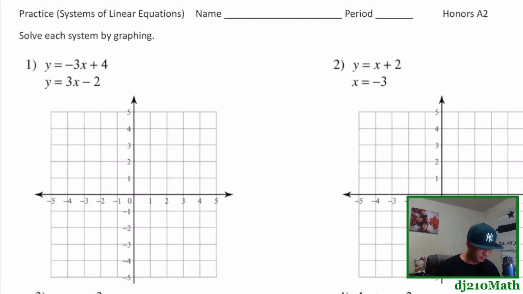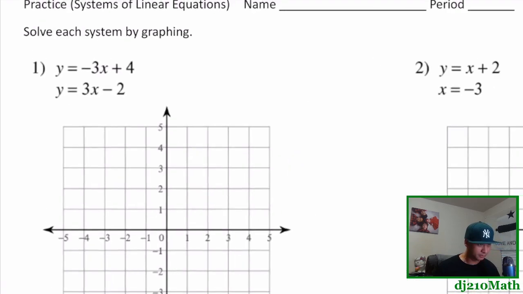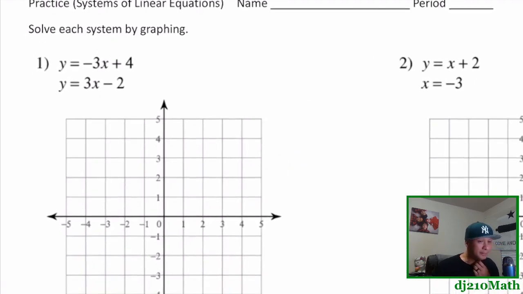All right, number one, y is already by itself in both scenarios. So plus 4, that's where it crosses the y-intercept, down 3 over 1.